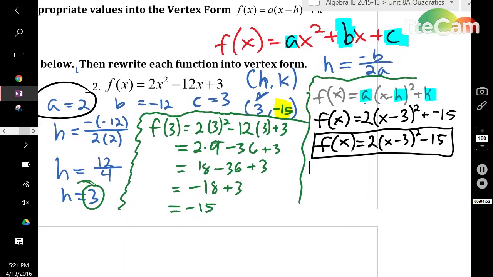So let's review the steps briefly. First, you've got to find the vertex: identify a, b, and c, do negative b over 2a, and we got, in this case, 3 for h. To find your y value of the vertex, plug 3 back in for x, evaluate, and you get negative 15. That was our vertex we found. Last step, plug in your vertex and your a value into vertex form, and you have the vertex form of the quadratic.